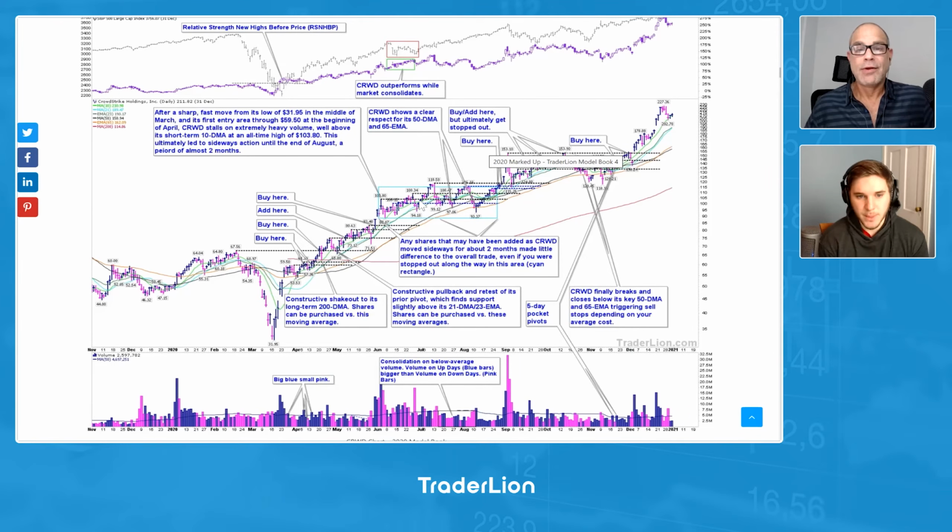Right. And after that, within the space, it looks like it really respects the 50-day and also the 65 EMA at that last swing low at 93.37. It's right at that 65 EMA. And then once again, it's off to the races and breaks out to all-time highs in just a matter of a few weeks, it looks like.